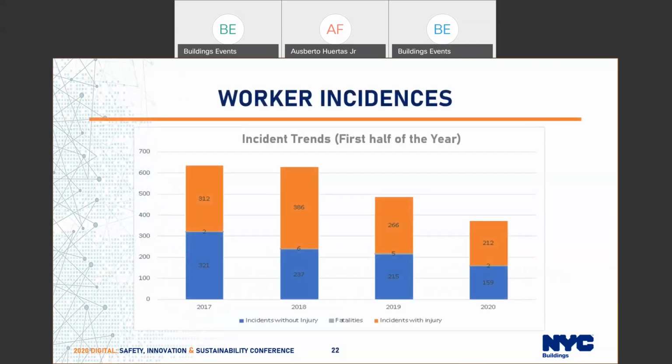This graph shows numbers from the first half of each year as a comparison. In 2017, we had 635 incidences with 2 fatalities. In 2018, we had 629 incidences with 6 fatalities. In 2019, we had 486 incidences with 5 fatalities, and in 2020, we had 374 incidences with 2 fatalities.